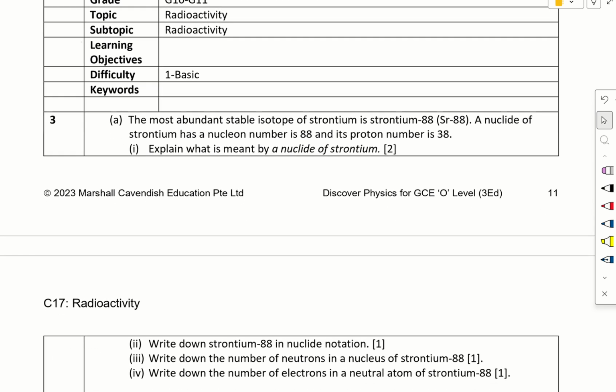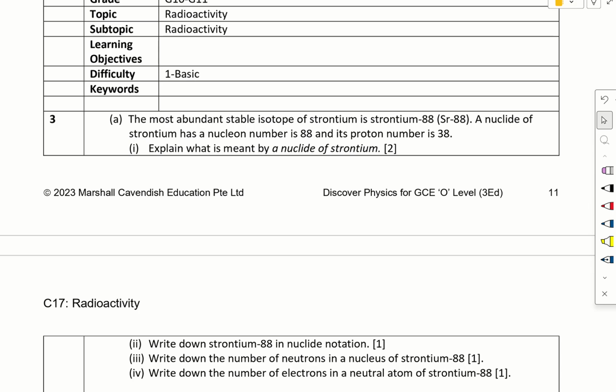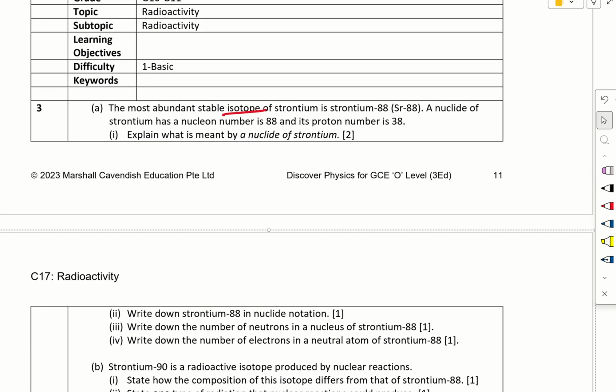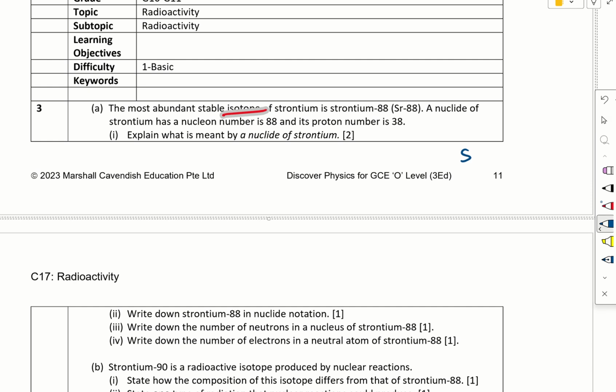The most abundant stable isotope of strontium is strontium-88. So what is an isotope? Please remember the definition. Same element but different number of neutrons, same number of protons, same number of electrons. Now, a nuclide of strontium has a nucleon number of 88 and the proton number is 38. I do not know what strontium's chemical symbol is. If I just want to represent strontium, I will write the nucleon number 88 on top and the proton, oh sorry, I think it's Sr, given here.